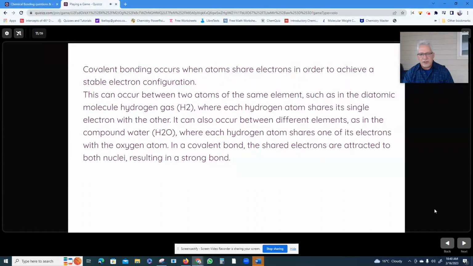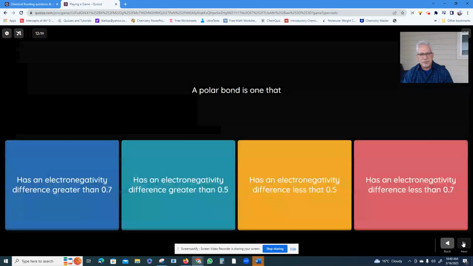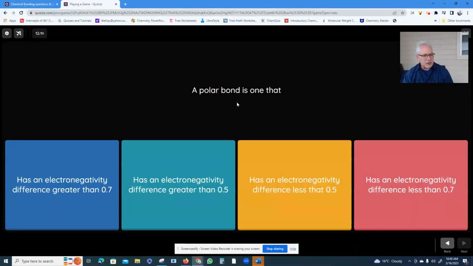Next thing is the definition of covalent bond. I mentioned that it will be sharing electrons between elements that have a small difference in electronegativity. And then let's try an answer.